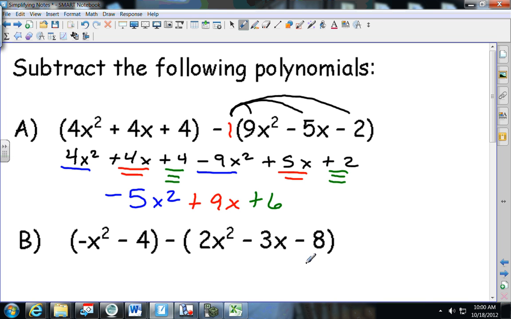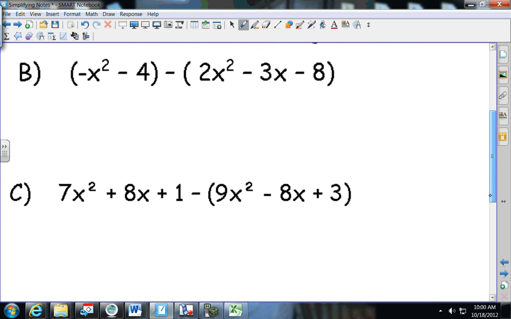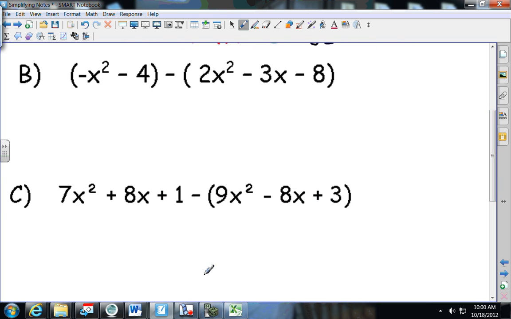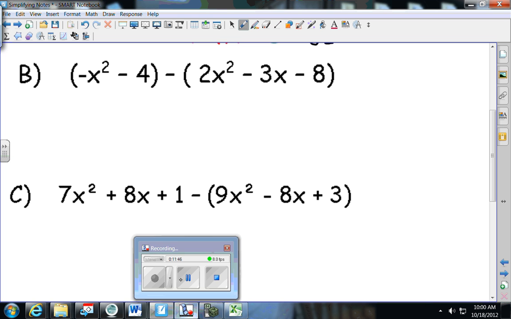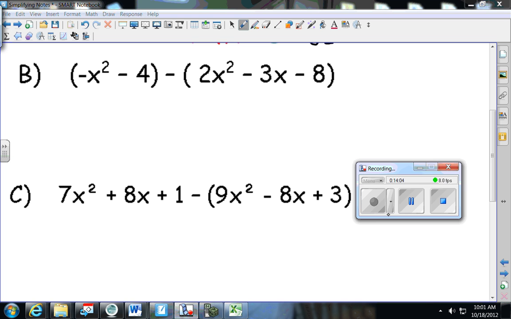I highly recommend that you make sure you are checking them when you are doing them on your assignments and tests and quizzes, putting them into y1 and y2. Make sure you put the original problem in there. Go through right now and do B and C. Please do B and C.